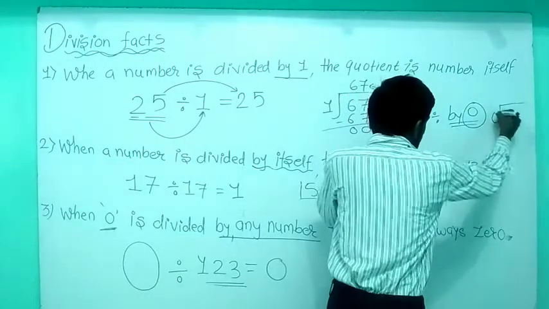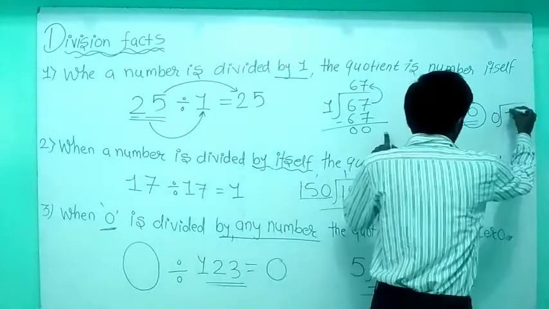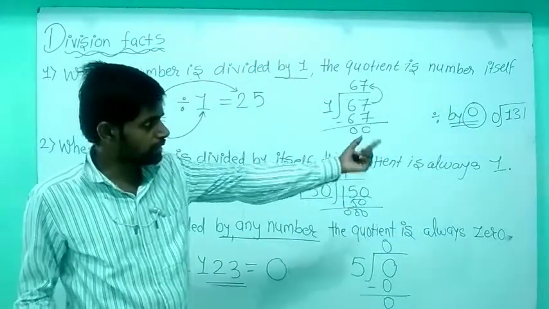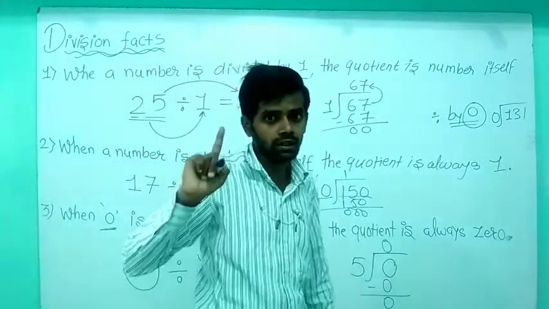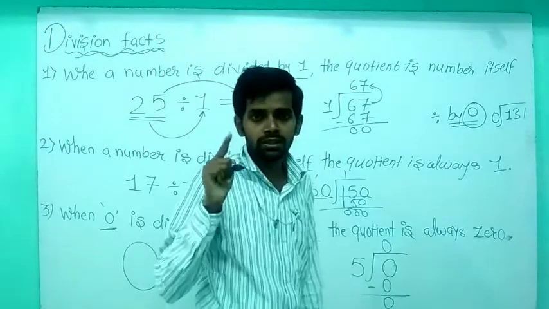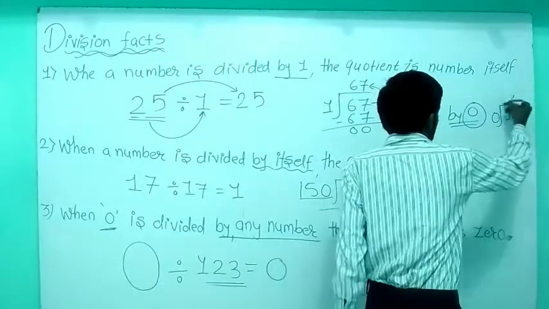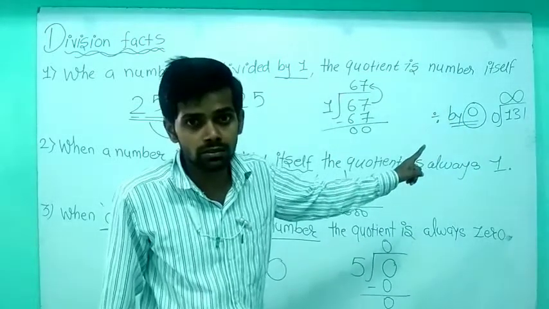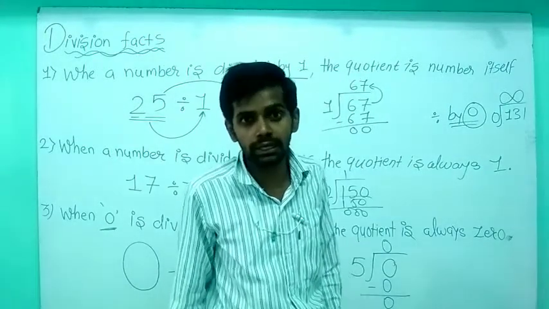Okay, if you are writing 0 here as a divisor and there is any number inside, that means your dividend is 131 and the divisor is 0, it is meaningless. ठीक है, 0 से आप कभी भी किसी नंबर को डिवाइड नहीं कर सकते. That is meaningless. This is a sign of meaningless. ये meaningless का sign है. That is the symbol for meaningless.